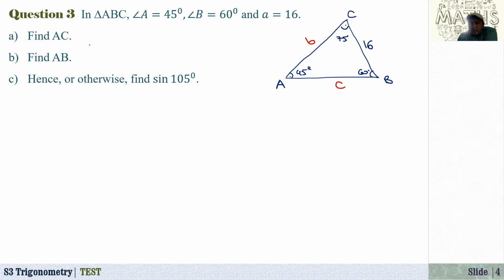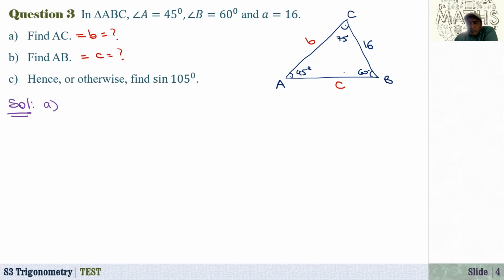It says find AC. What is AC? We have to find B. And find AB. What is AB? That's equal to C. Also, we have to find this. Hence or otherwise, find sine of 105. So, solution. Let's start with A.